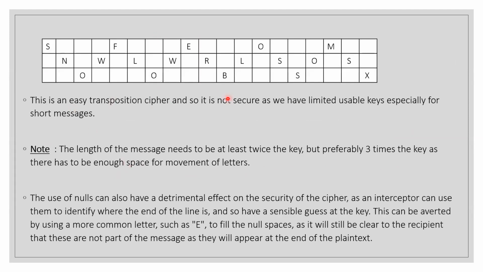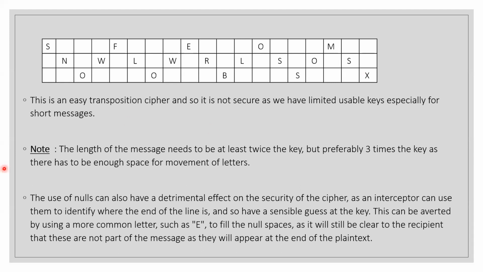So this is what we get. We get the plain text, snowflower blossoms. After this, there is an X, which is just a null or a placeholder.